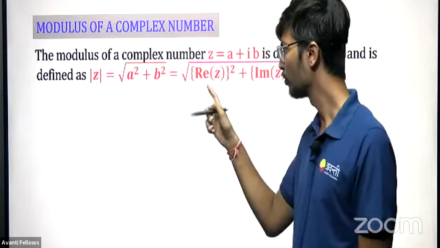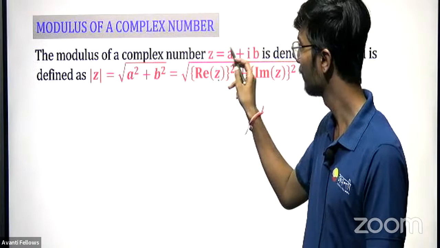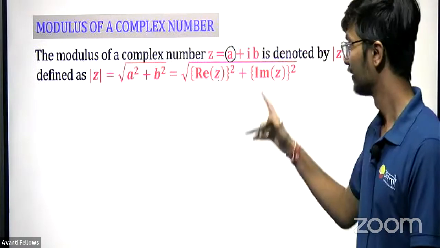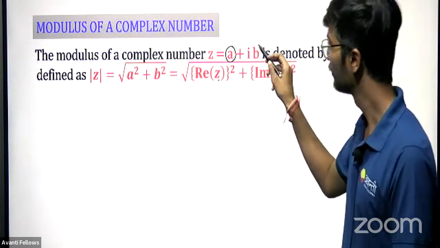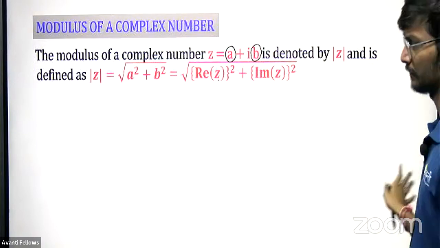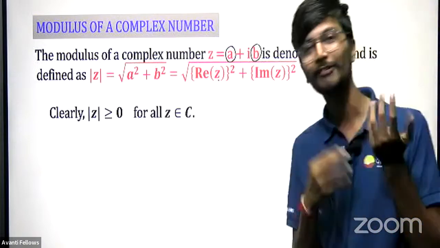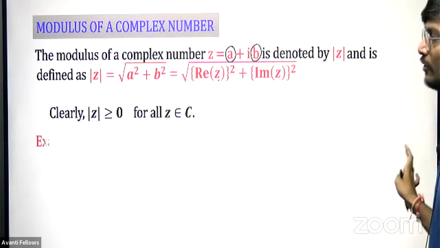I hope you know how to read this. This is the real part of z. Who is the real part of z? a. This is the imaginary part of z. Who is the imaginary part of z? b, which is with i. So clearly, obviously, modulus will always be greater than or equal to 0.